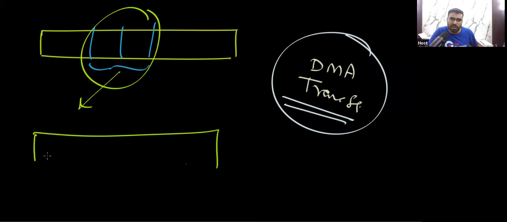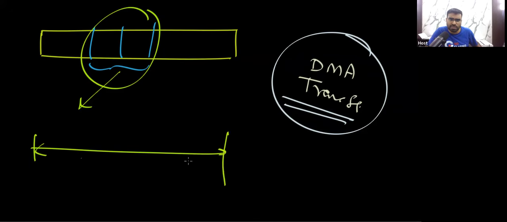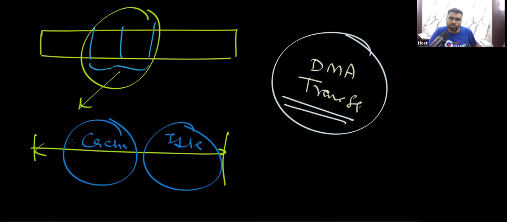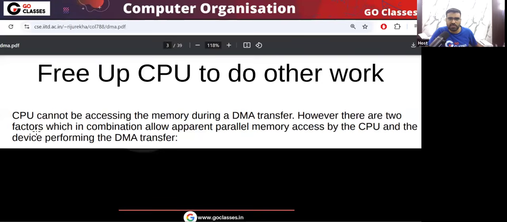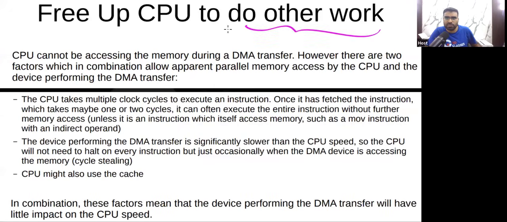In the burst mode, what will happen? In the burst mode, when the DMA has the control of the system bus, then what can the CPU do? Now the CPU can use the cache memory, yes or no? Or the CPU can be idle. The CPU can use the cache memory or the CPU can be idle. So this is what I'm saying, that basically the CPU can do some other work. But remember, the CPU can be idle also. You can see the CPU might also use the cache.